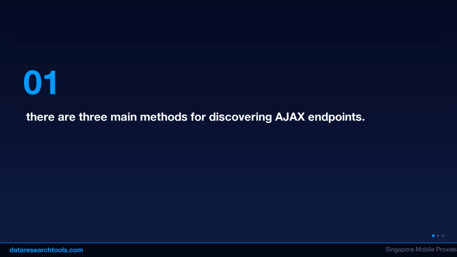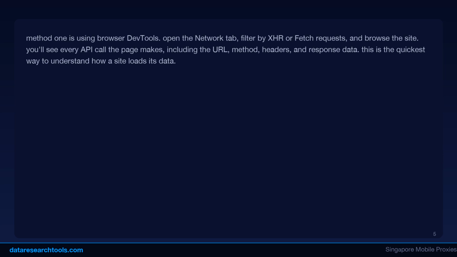The basic approach works like this. Open the website in a browser and open the Developer Tools Network tab. Filter for XHR or fetch requests. Interact with the page by scrolling, clicking, or searching. Watch for API requests that return the data you want. These requests often return JSON that's much cleaner and more structured than the HTML.